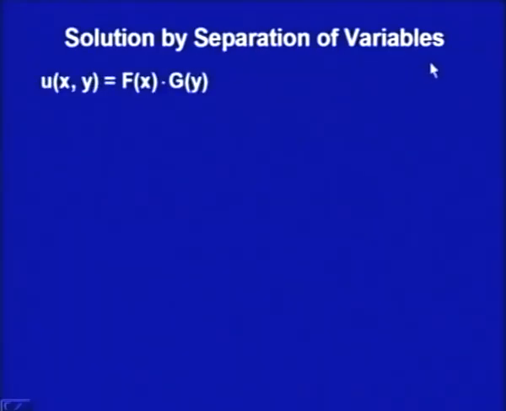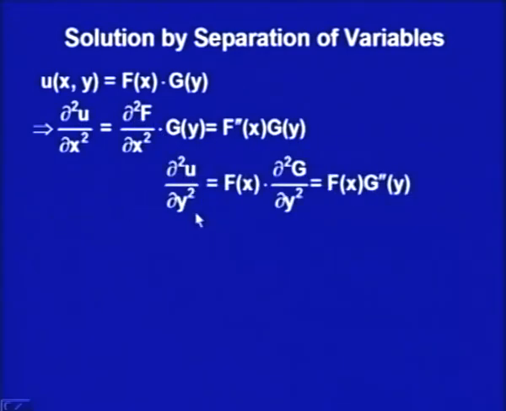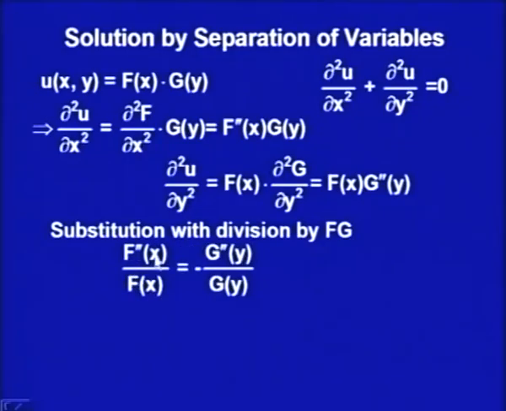We go by the separation of variables method, using the product function F(x) G(y). We get del 2 u over del x 2 as F double dash x G(y), and del 2 u over del y 2 as F(x) times G double dash y. Substituting this in the given equation and dividing by F into G, we get F double dash x upon F x equal to minus G double dash y upon G y. Since the left hand side is in x and the right hand side is in y, for them to be equal they must be constant. Let us say that constant is minus k.